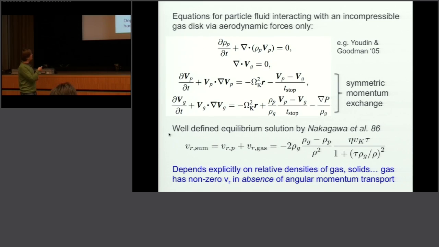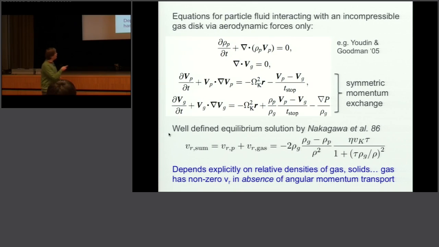Here is momentum for these particles. And the point here is that the particle momentum equation and the gas momentum equation have, if you like, symmetric terms on this right-hand side, reflecting the exchange of momentum due to aerodynamic forces. So these are the same kind of equations that I was showing for a single particle.